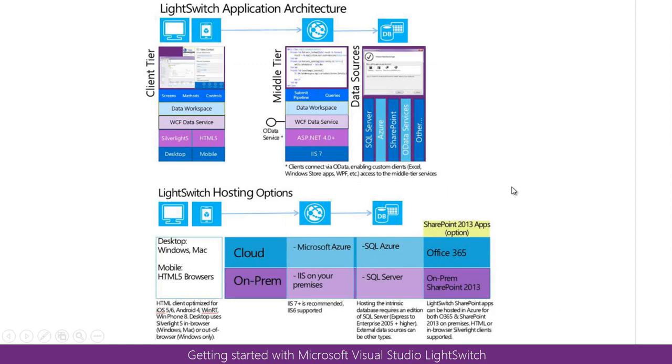LightSwitch applications are built on a classic three-tier architecture on top of existing .NET technologies and proven architectural design patterns. LightSwitch applications can be deployed to Microsoft Azure or hosted on your own web server. Optionally, LightSwitch apps can be hosted in Office 365, SharePoint 2013, and work with SharePoint assets.